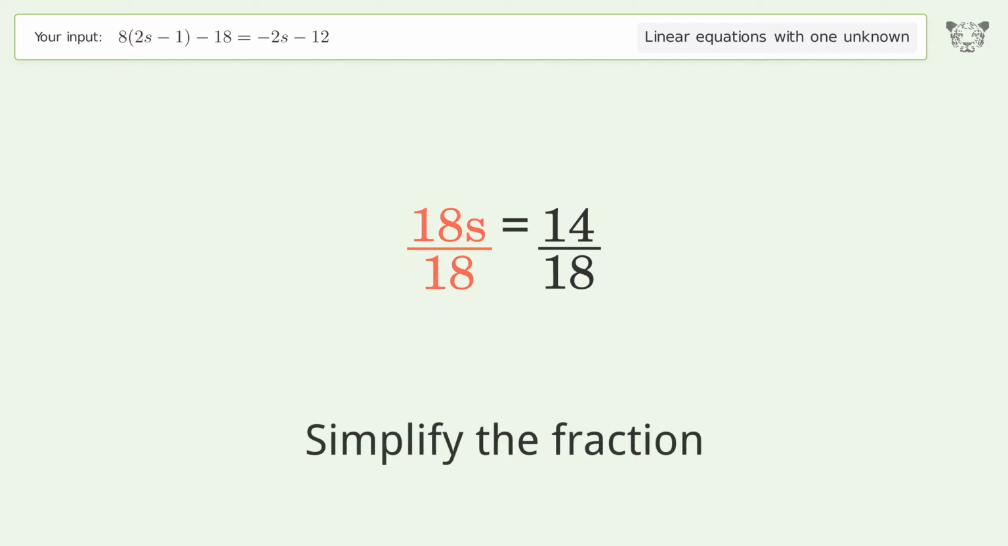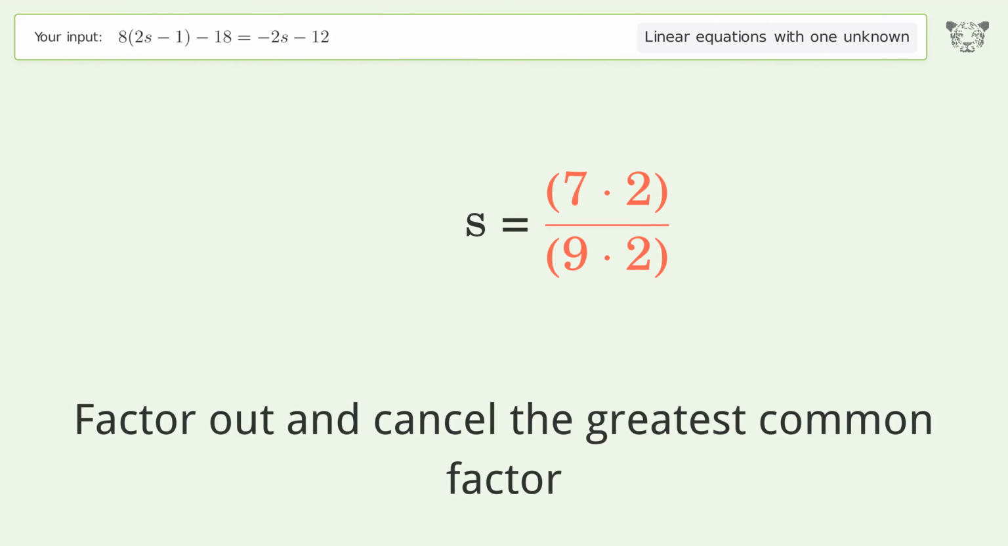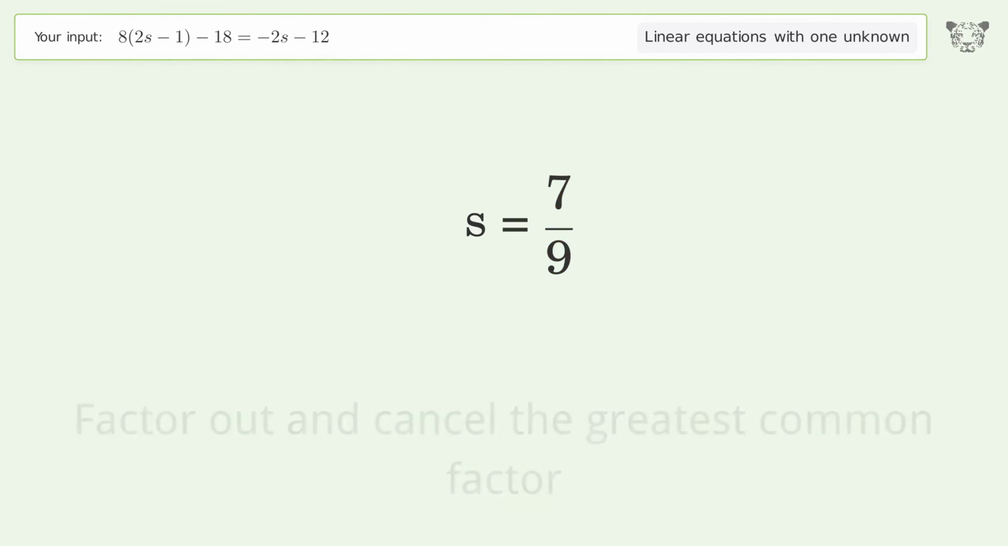Simplify the fraction. Find the greatest common factor of the numerator and denominator. Factor out and cancel the greatest common factor. And so the final result is s equals 7/9.